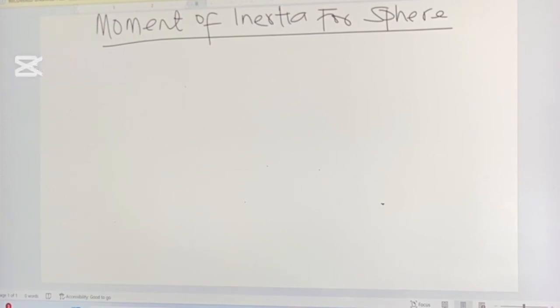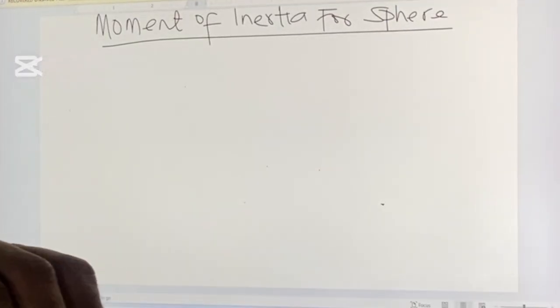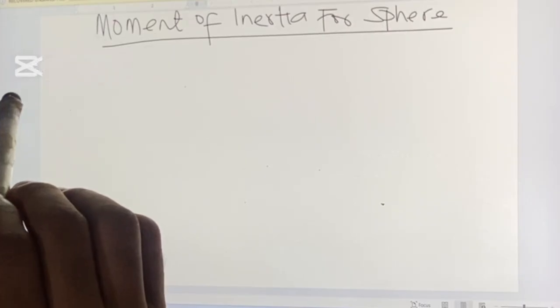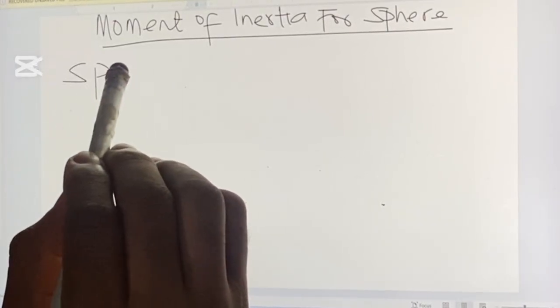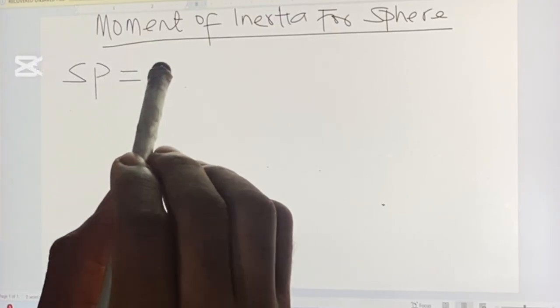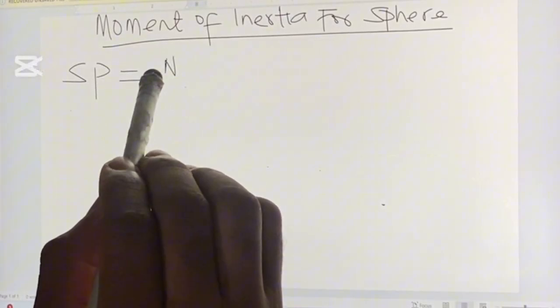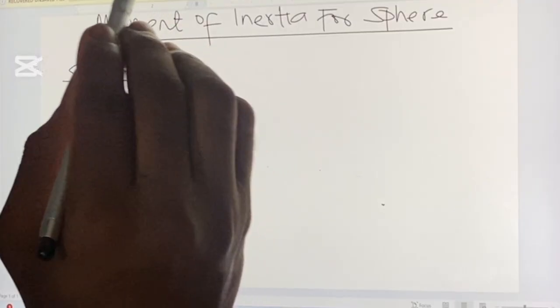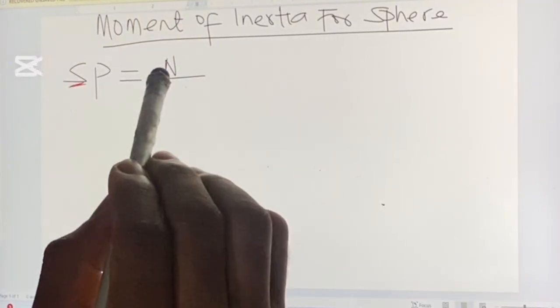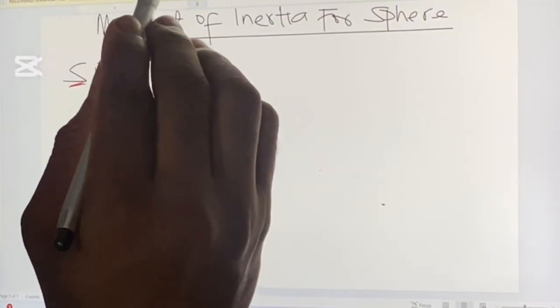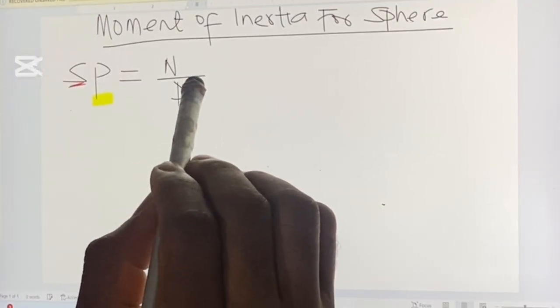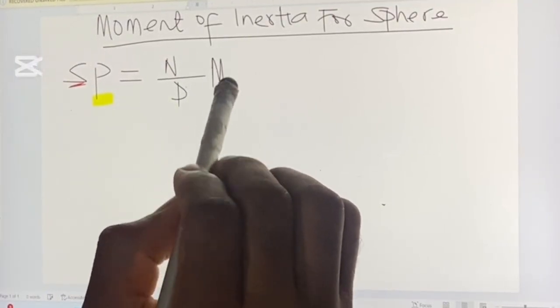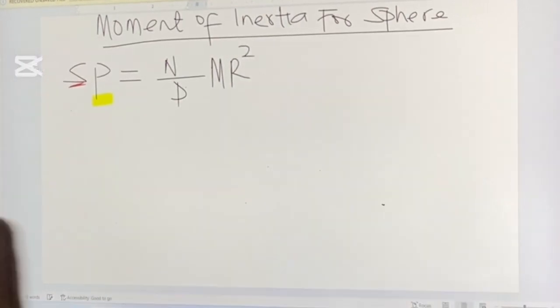the shape. Okay, now in terms of sphere here, we have to take the first and second letters, that is S and P. The first letter here, S, will be at the numerator. The second letter, P, will be at the denominator. Please take note. And we'll repeat the M R squared, which is the moment of inertia for a circle.